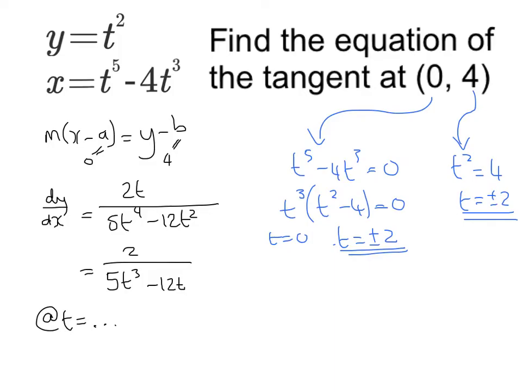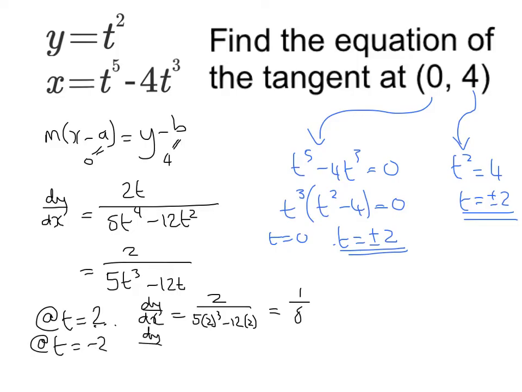At t is 2, we would get a gradient dy by dx is 2 over 5 lots of 2 cubed minus 12 lots of 2, which is 1 over 8. And at t is minus 2, we get dy by dx is 2 over 5 lots of minus 2 cubed minus 12 lots of minus 2, which is giving us minus 1 over 8. So there's actually two tangents.